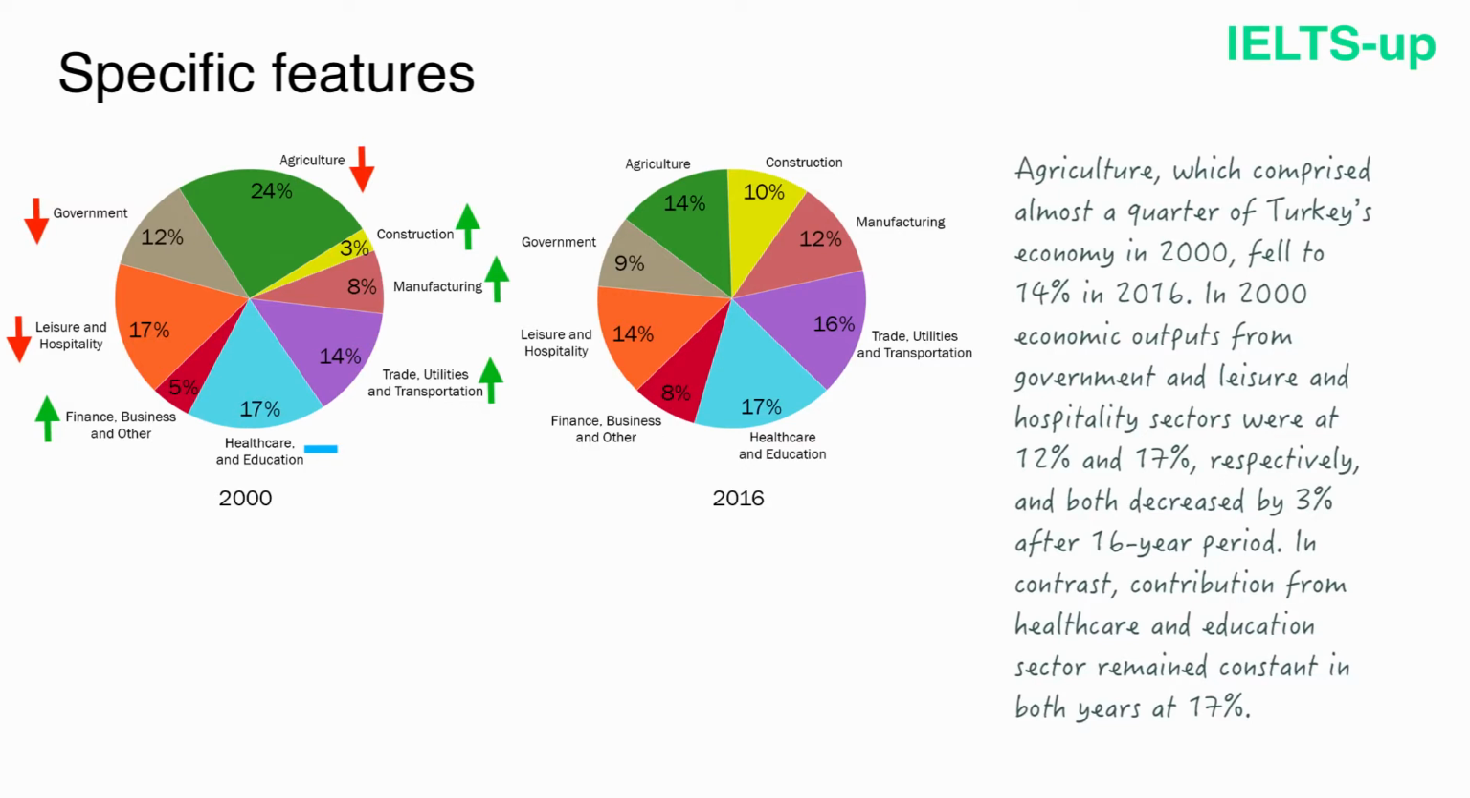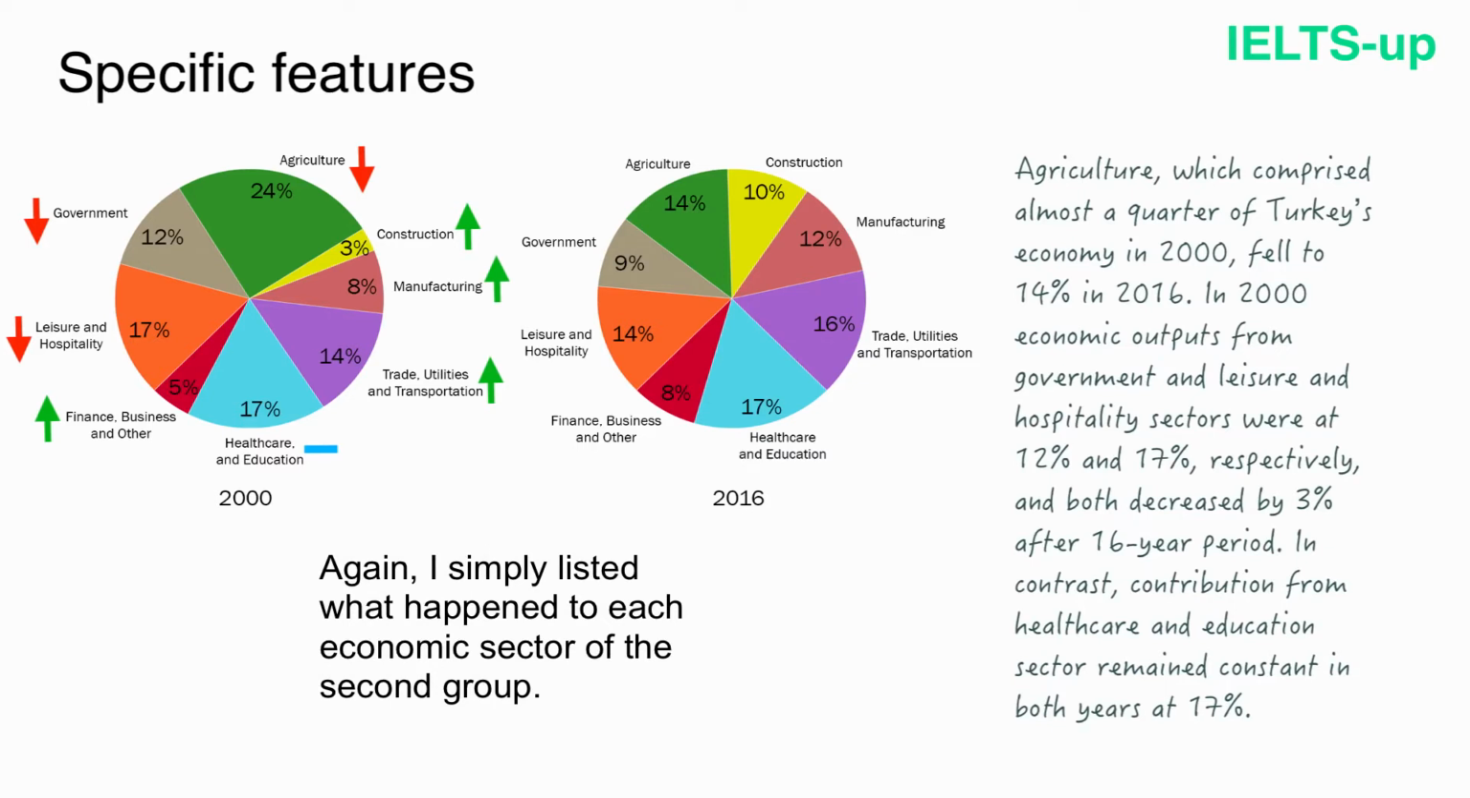In 2000, economic outputs from government and leisure and hospitality sectors were at 12 and 17% respectively, and both decreased by 3% after a 16-year period. In contrast, contribution from healthcare and education sector remained constant in both years at 17%.